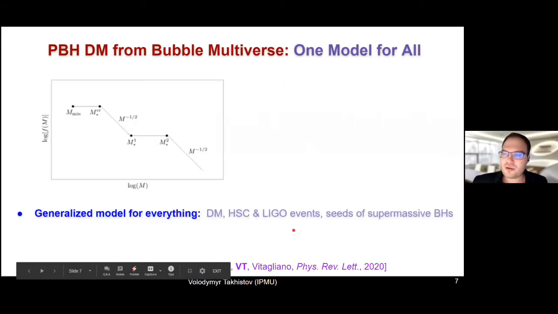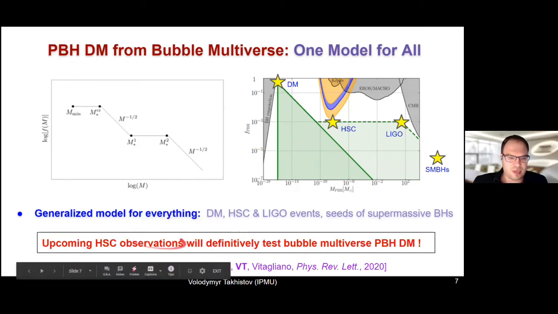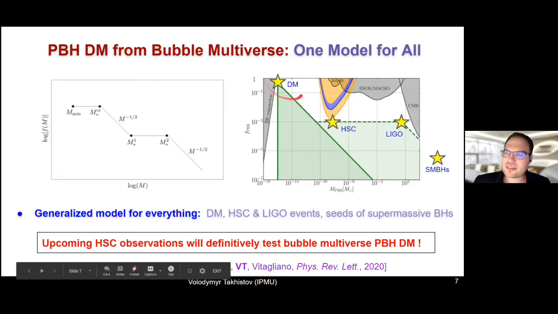And in fact, you can go one step further and generalize this model in such a way that you can construct an even more general spectrum that allows you to hit simultaneously a bunch of observations that people usually address separately, such as the dark matter, the HSC event, the LIGO events, and supermassive black holes. That is, of course, very nice. And I'm happy to report that right now we have, together with astronomers at IPMU, secured observation time on HSC, and observations are happening right now to test this scenario further. And so this is very nice.